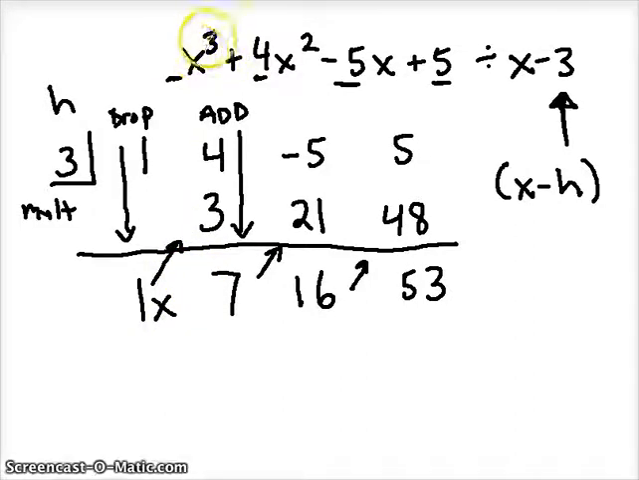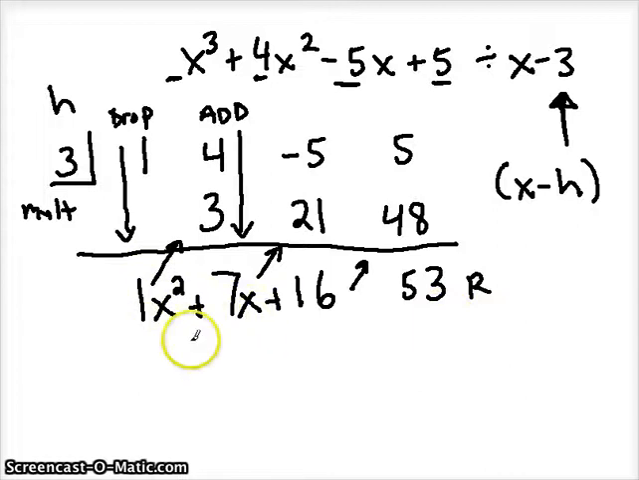So because this started as a cube, my answer is going to start as a square. And then we just keep going. So one less again would be x to the first power. And since we don't have any more variables, this is our constant, or the number that doesn't have a letter next to it. And if we're still adding numbers to our answer there, then that last number would be your remainder.